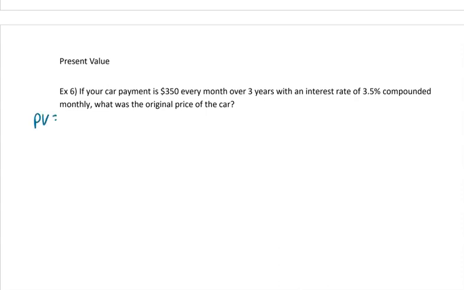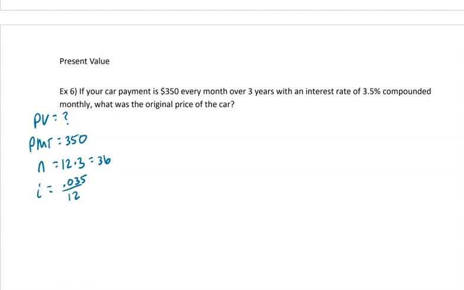All right, so PV, PMT, n, and I. So in this case, it's asking what the original price of the car was. So that would be how much you actually took out the loan for. So our PV is what we're going to be looking for this time. The payment's $350. n is 12 times 3 years, which is 36, and I is 0.035 over 12.